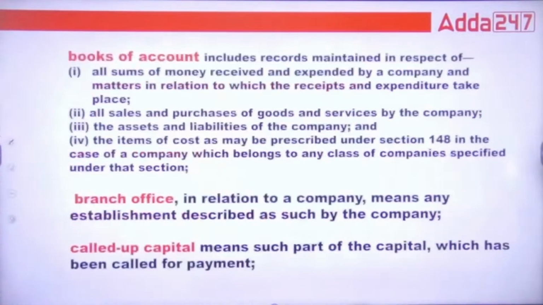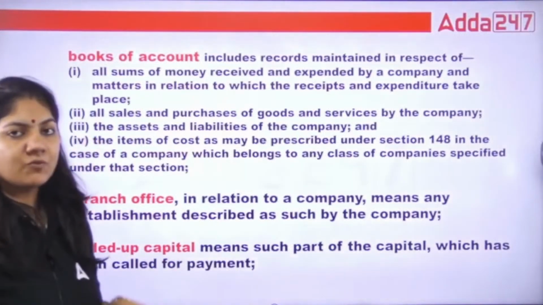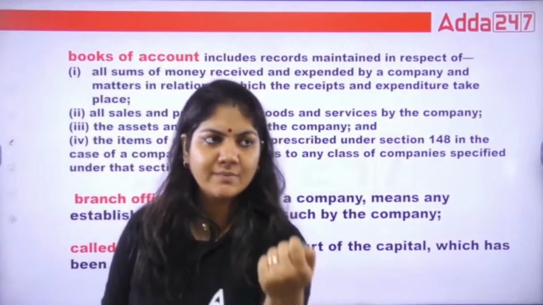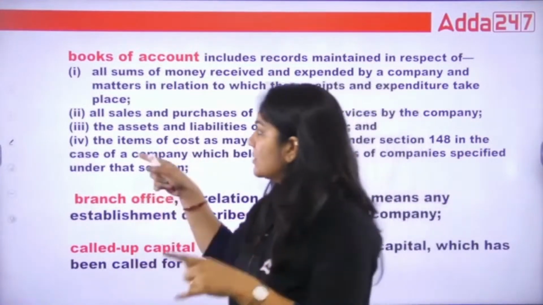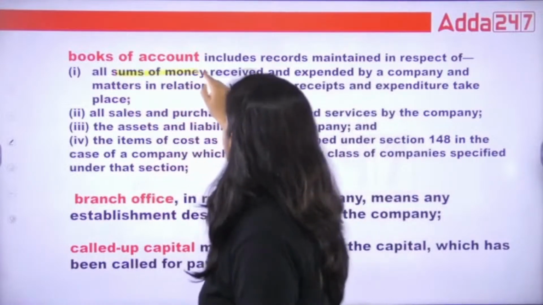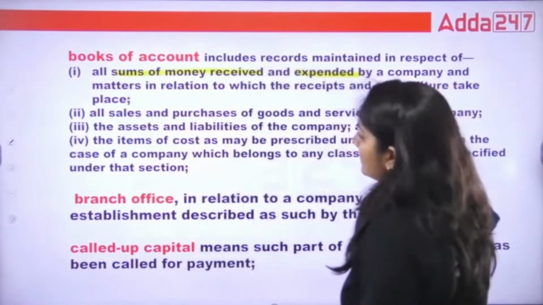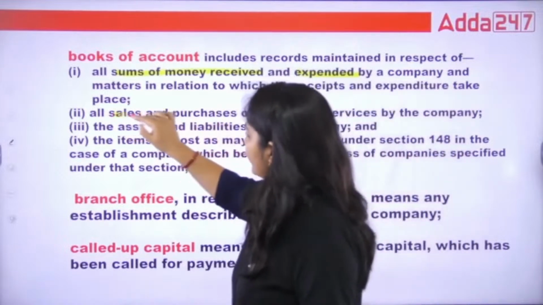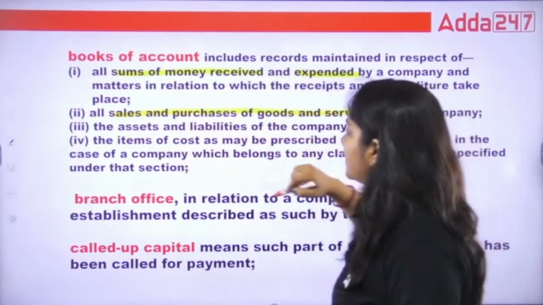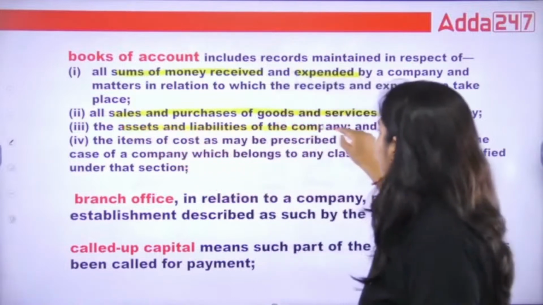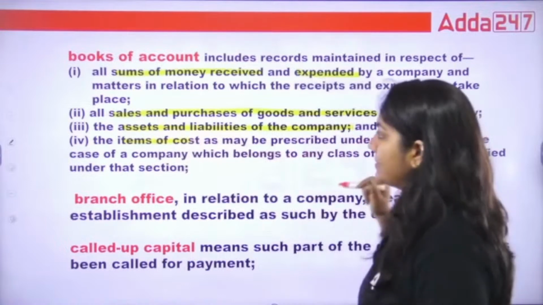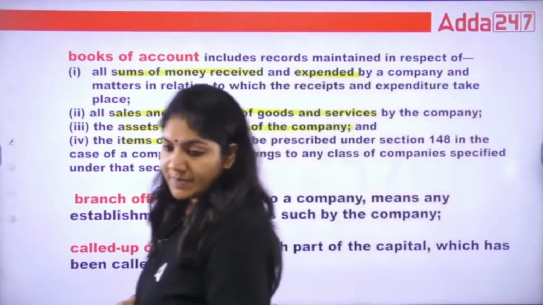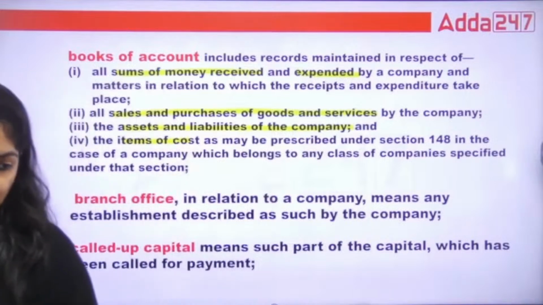Done? What is books of account? As we know, every company has to maintain the books of account so that it can be used as evidence if any matter comes in front of the court. So books of account include all sums of money received and expended by the company, sale and purchase of goods and services, assets and liabilities of the company, items of cost as may be prescribed. This is called the books of account. So that can come in the form of a question.